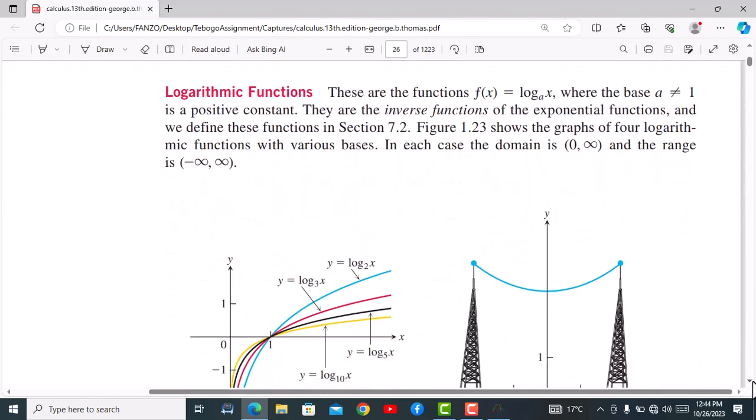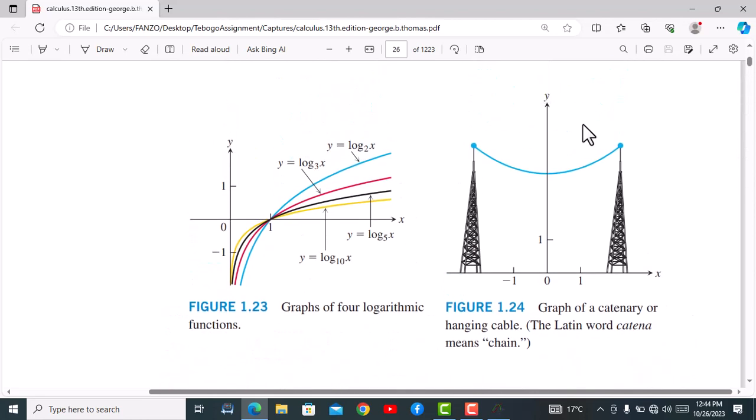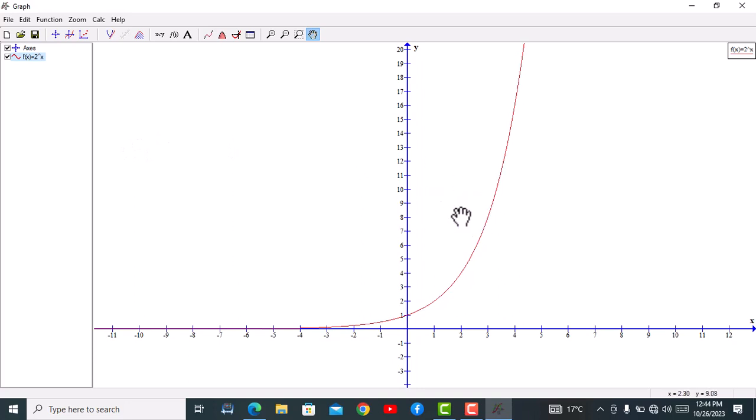And then we have logarithmic functions. These are functions of the form f of x equals log base a of x, where the base a is not equal to 1 and is a positive constant. They are the inverse functions of the exponential functions, and we define these functions in this section. Okay, that is fine, and we want to investigate that. Let's investigate if they are truly the inverses of this.